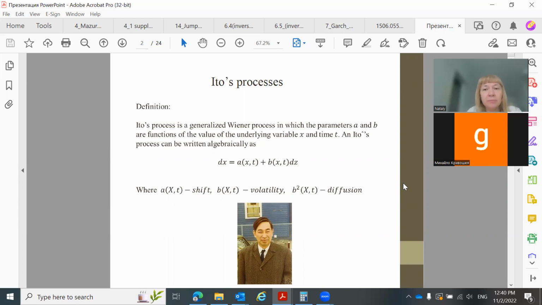What are Ito processes? Maybe you remember that Ito processes or diffusion processes can be written algebraically in this form: dX_t equals a(X_t) dt plus b(X_t) dz, where X is our stochastic process. For example, it's stock prices.